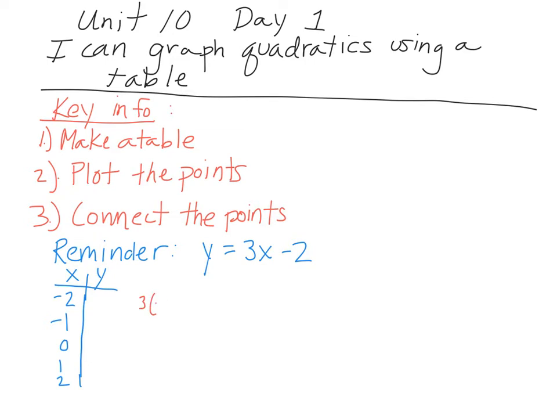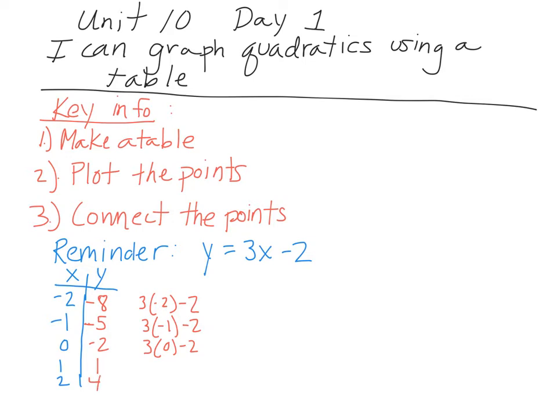3 times -2 minus 2. That's -8. 3 times -1 minus 2. Use your calculator. That's -5. 3 times 0 minus 2 is -2. I can see the pattern, I'm adding 3 every time. So I know I'm going to have 1 next, and then 4.